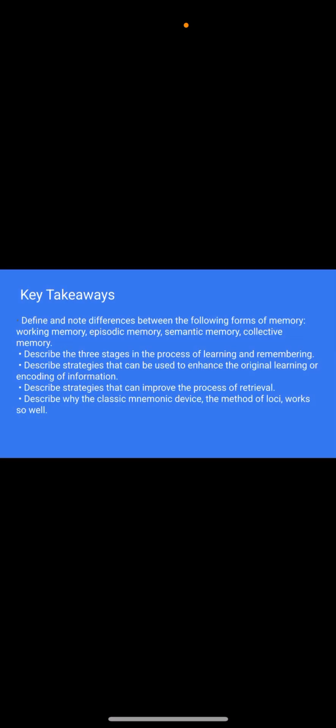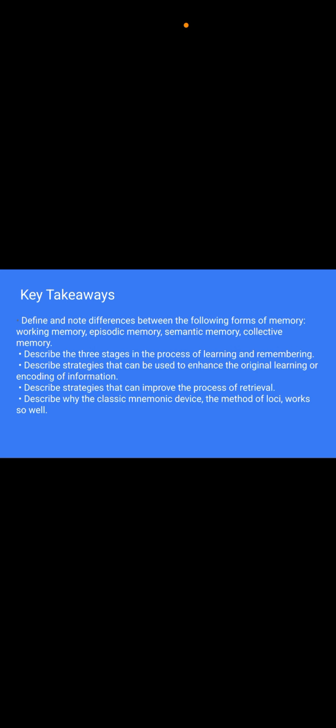This is Isabella Leone, and in today's presentation, we will be learning Chapter 14, Memory. So the key takeaways to this presentation. After this presentation, you will be able to define and note differences between the following forms of memory: working memory, episodic memory, semantic memory, and collective memory.